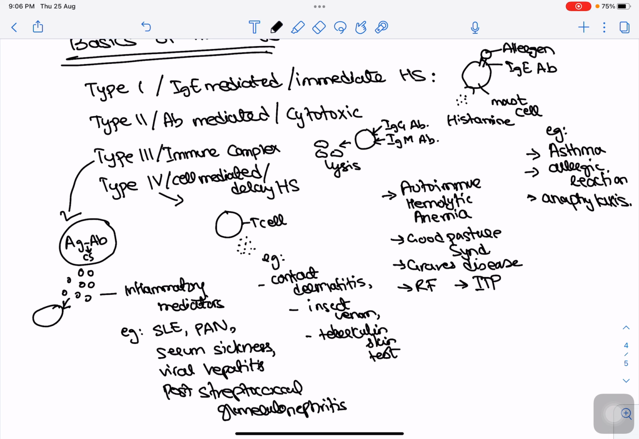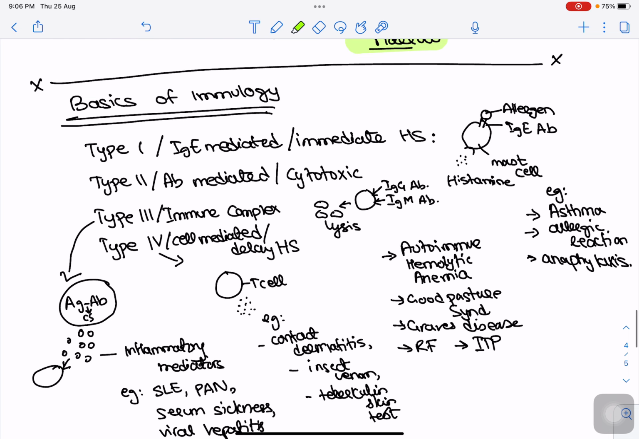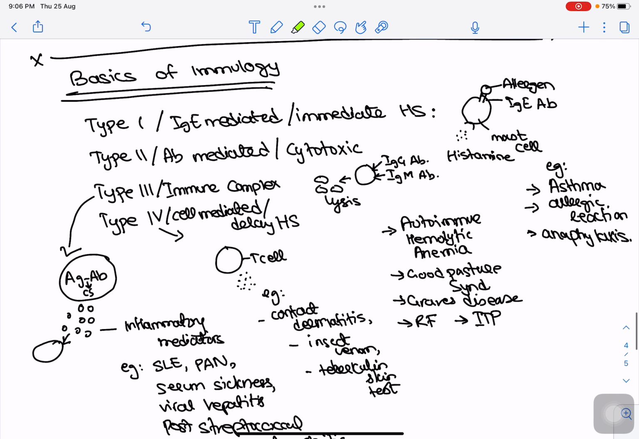If we revise this whole chapter, in the basics of immunology we have 4 types of immune reaction. Type 1 is IgE mediated, also known as immediate hypersensitivity reaction, in which an allergen binds to the mast cells via IgE antibody, which leads to the release of histamine. The examples covered in this type are asthma, allergic reactions, and anaphylaxis.